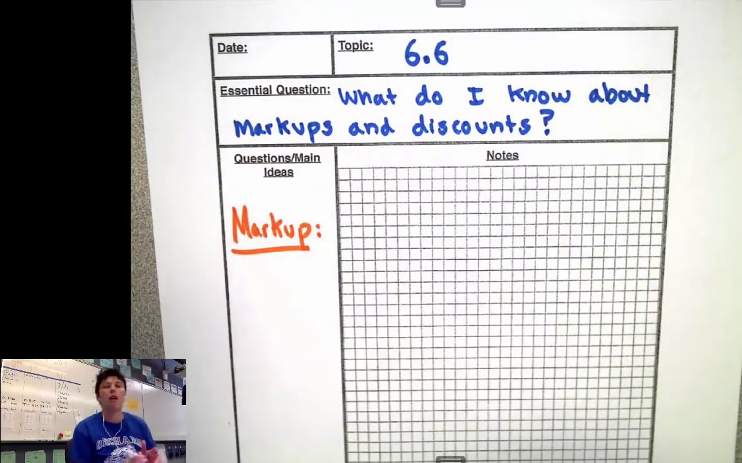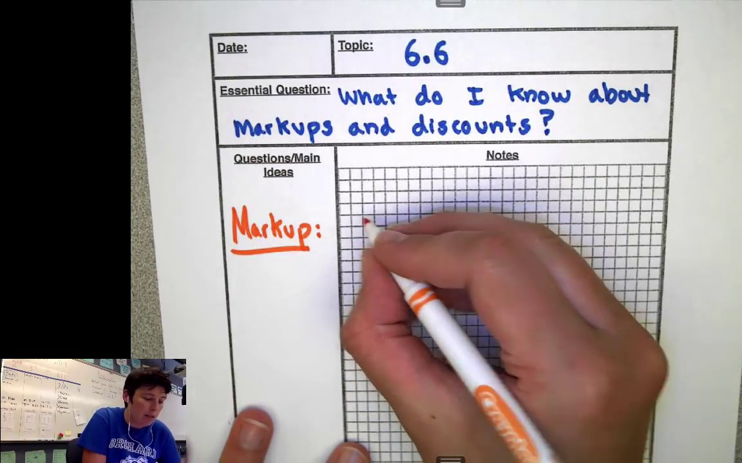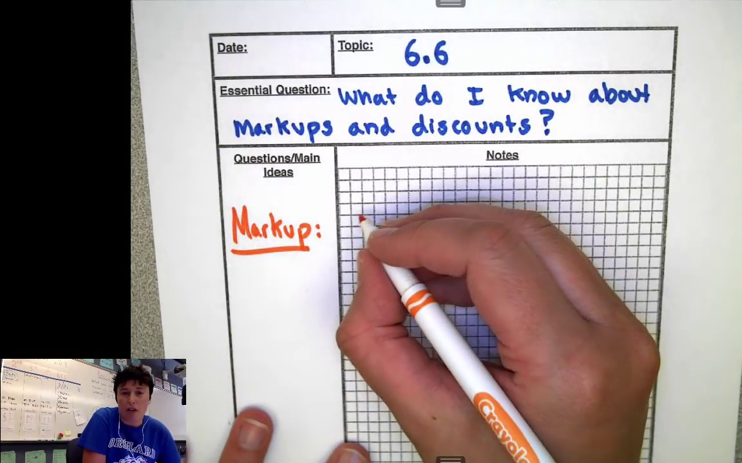Okay, so what's a markup? A markup is what a business owner has to do when he decides he's going to sell a product or she decides she's going to sell a product in her store, whatever it is, a candy bar, clothing, a car, whatever they're selling, the person who's selling it first had to buy it. So they need to mark it up to make some money. So markup is a way business owners make money. It's basically raising the price on what they've already bought.